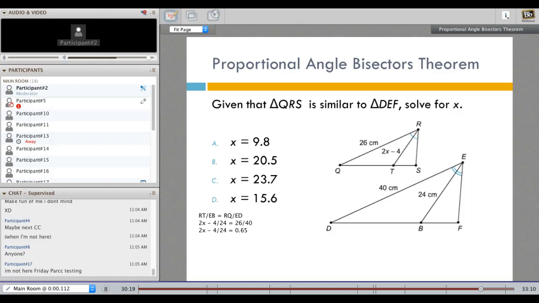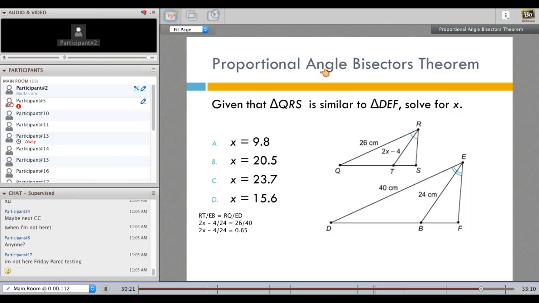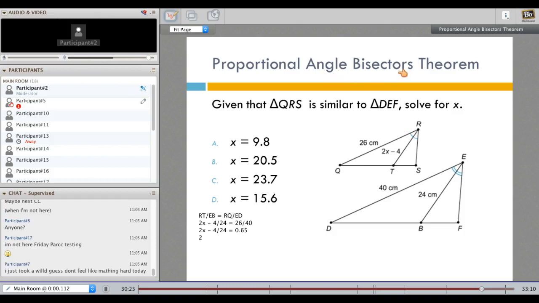Okay, Will is off to a great start here. So he said, okay, I remembered I'm doing the angle bisectors theorem, so I'm going to start out by making a ratio or a fraction with my bisectors. So he put RT over EB, because remember, these are the angle bisectors. They're cutting angle E in half here and angle R in half up here. Okay, and then he took RQ over ED because those are the other two sides we have information about.